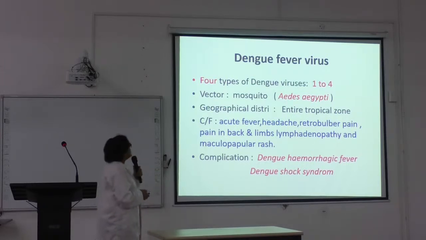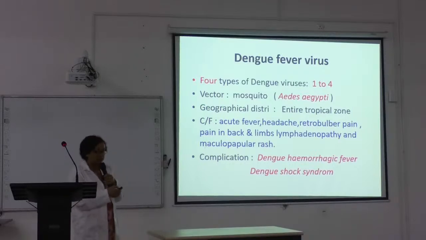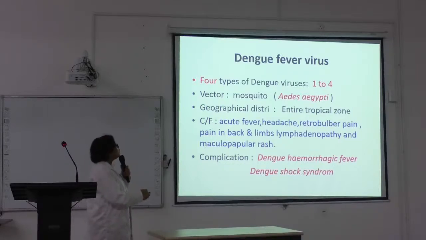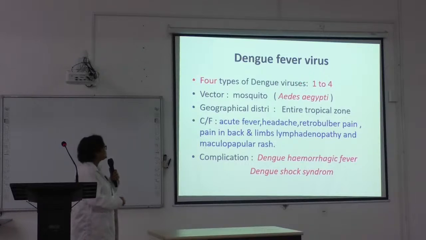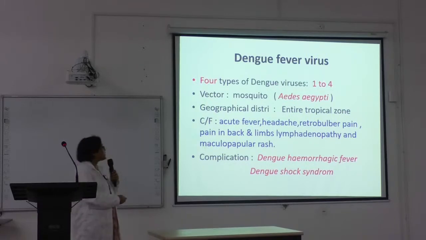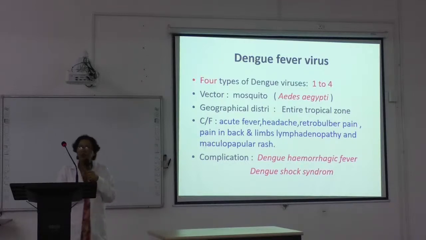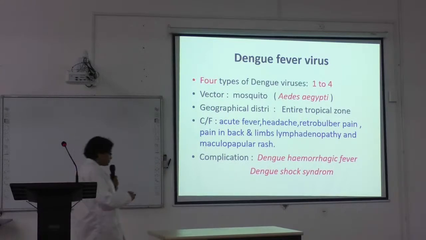So the dengue virus has 4 types of dengue: den 1, den 2, den 3, den 4. And the arthropod is Aedes aegypti. Complication is asked in the oral. What is the complication? Dengue hemorrhagic fever and dengue shock syndrome. The patient may die of dengue hemorrhagic fever or of dengue shock syndrome.